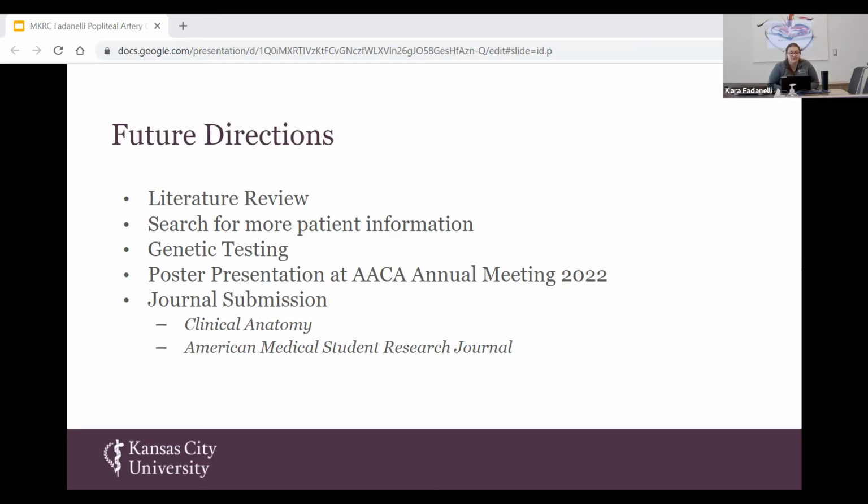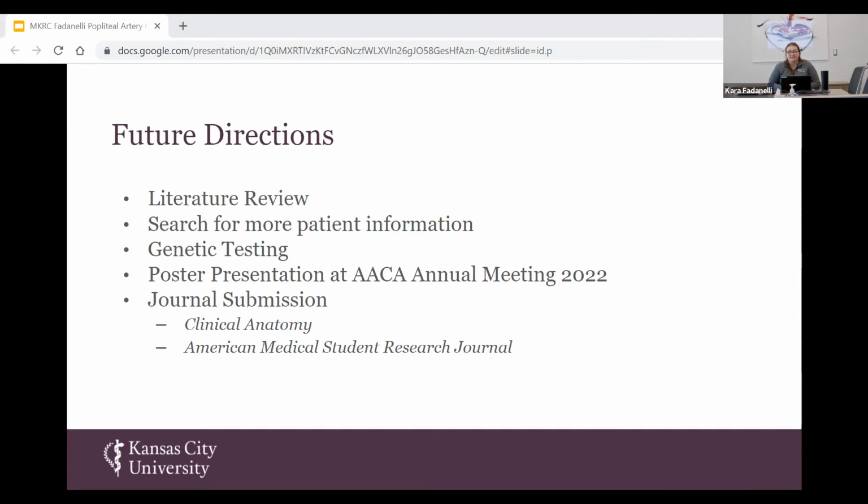For future directions for this particular project, I think a literature review would be really valuable to compile information from other case studies and, again, look specifically at those associated findings, because a lot of that previous work focuses on the treatment. If someone in the future were to do a case study on popliteal artery aneurysms, I would recommend making sure that all of the patient information is available to you. And I'd also see if there was genetic testing available as well.